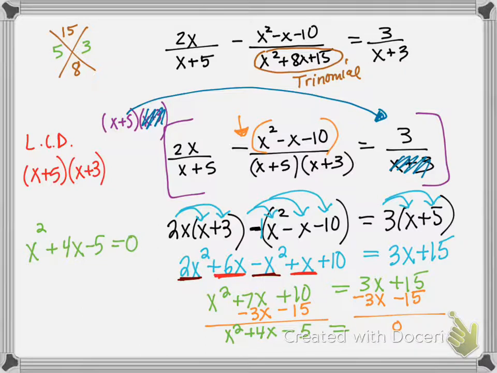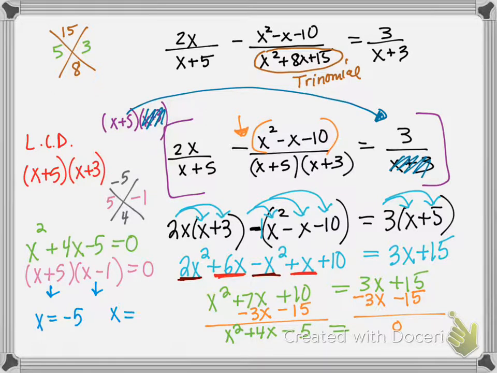So to solve this, I'm going to see if I can factor it. So this would be a trinomial again. What multiplies to negative 5 and adds to 4? So the factor pair that works here would be 5 and negative 1. So my two factors would be x plus 5 and x minus 1. And if I apply the zero product property and set each of these equal to 0, I would get x is negative 5 and x is equal to 1.